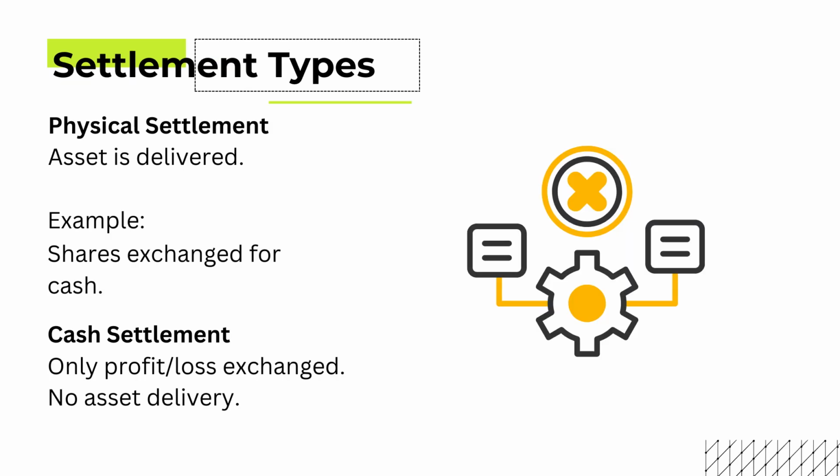Types of settlement. There are 2 ways contracts settle. First, physical settlement, where the actual asset is delivered. Second, cash settlement, where only profit or loss is exchanged. Both give the same economic result.